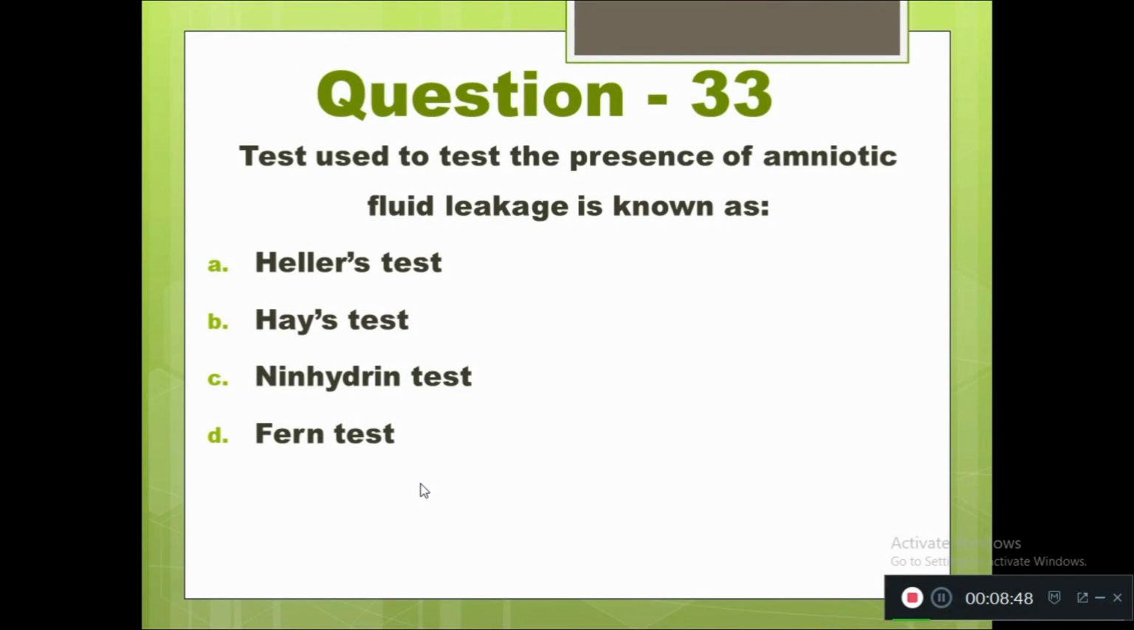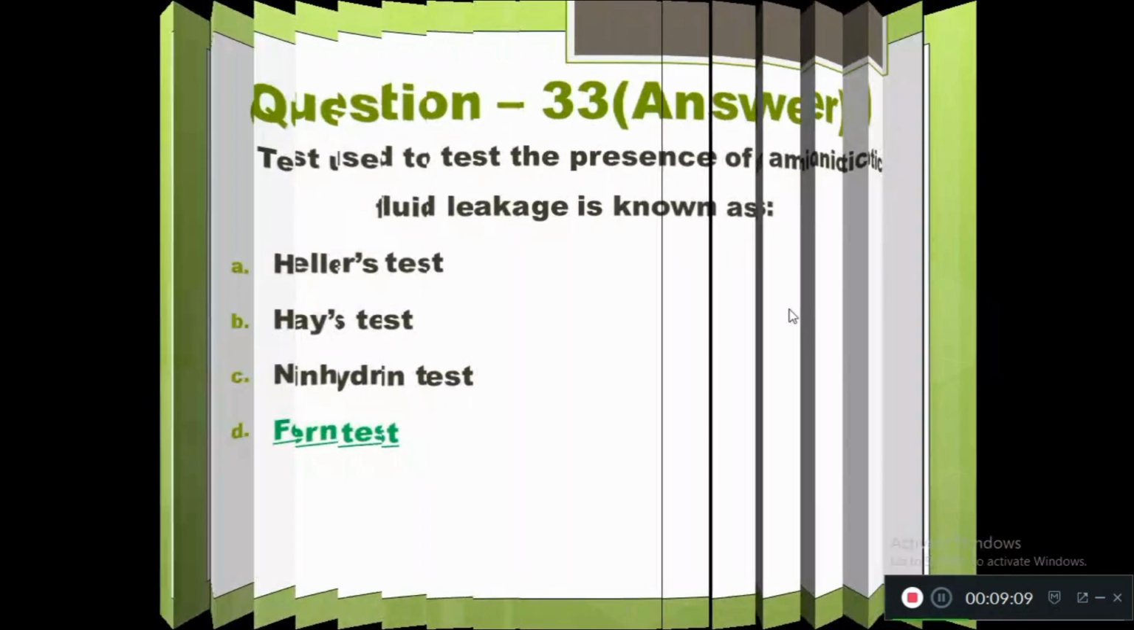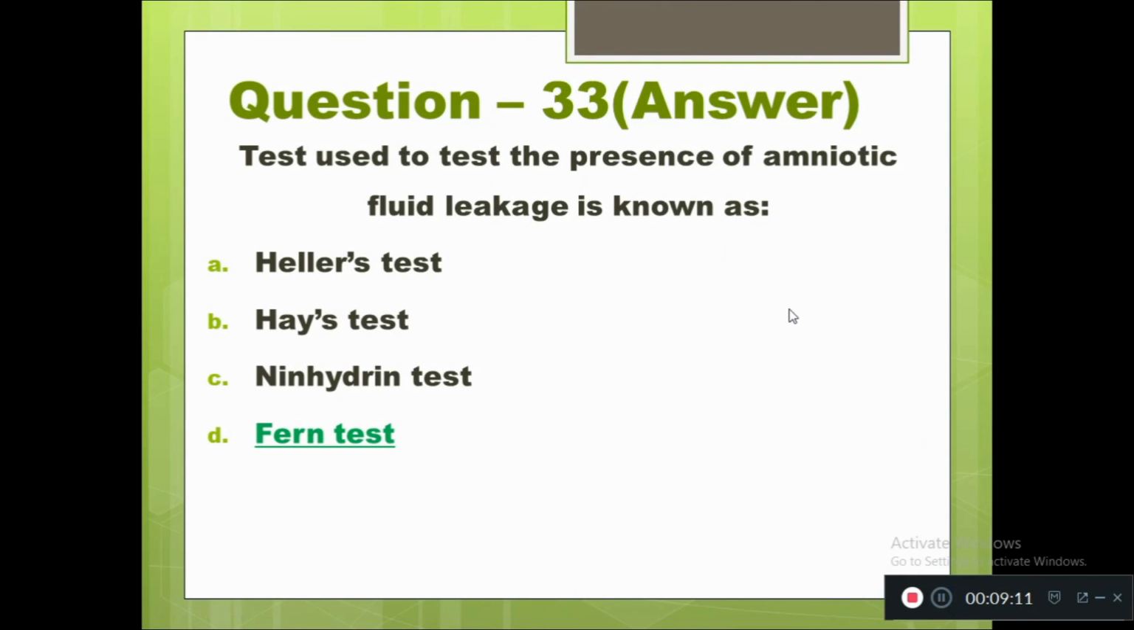Question number 33. The test used to test the presence of amniotic fluid leakage is known as option A Heller's test, option B Hayes test, option C Ninhydrin test, option D Fern test. So the test used to assess the presence of amniotic fluid leakage is called Fern's test.